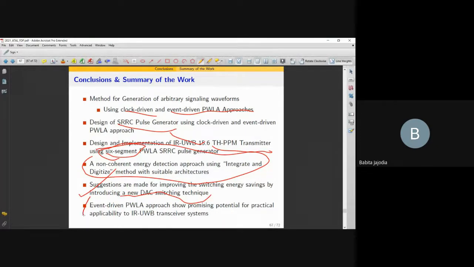And lastly, we discussed the event-driven PWLA, and based on the theoretical analysis and the simulations, we found it seems promising for the practical applicability of IR-UWB transceivers. It's not only for IR-UWB; it can be applied to narrowband or anything else, wherever you need to design pulses. You can also use this PWLA pulse generator in a coherent receiver, where you need to generate the template at the receiver end as well.